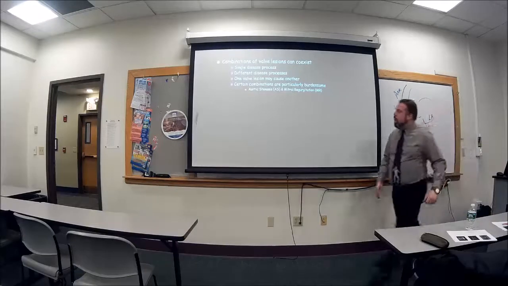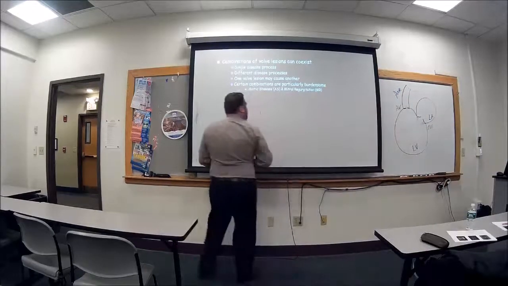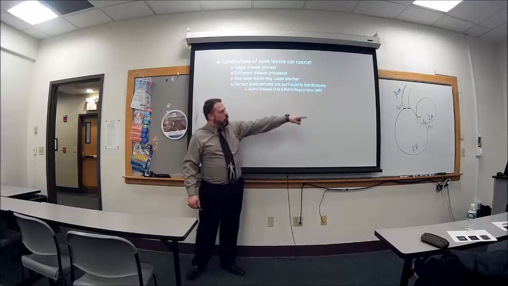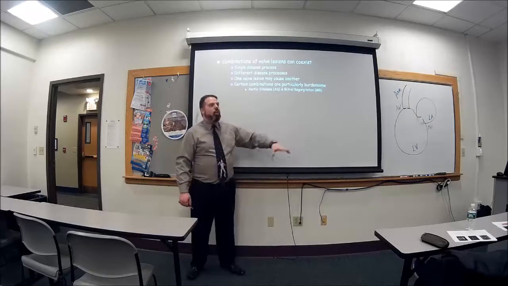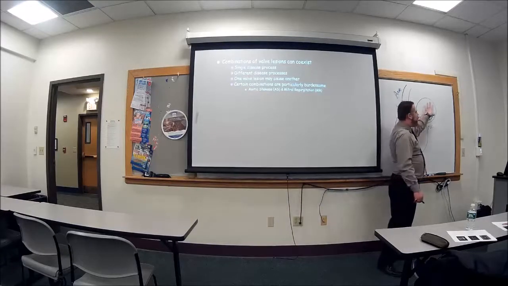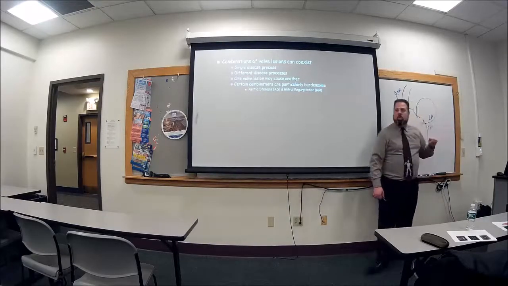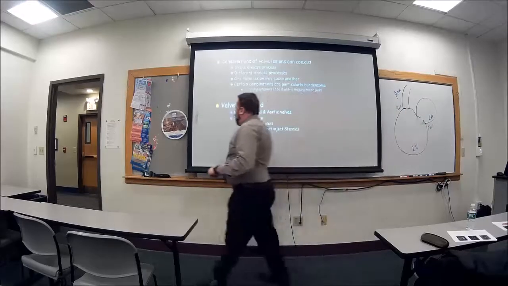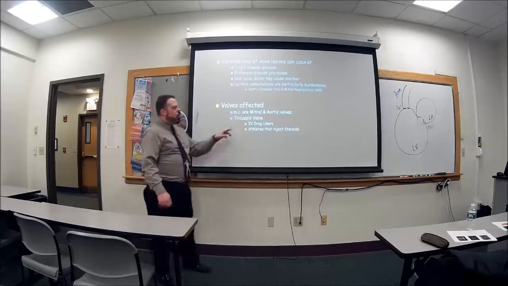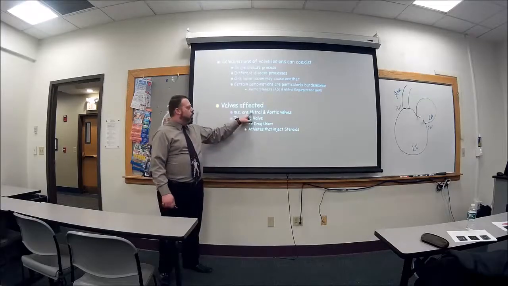All right. Certain combinations are particularly burdensome. If you have aortic stenosis and mitral regurgitation, as I just showed over here, you can see that that's going to be a big burden on the left ventricle, which will cause a backup of flow over here, and so forth. Okay? Valves affected. Usually the most common sites are the ones I'm just showing here, which are the mitral and aortic valves.